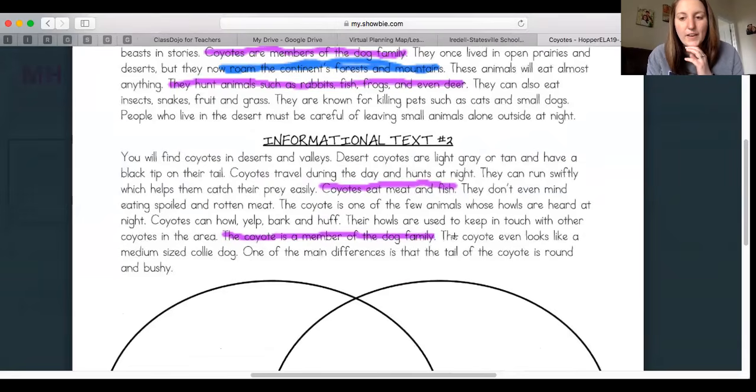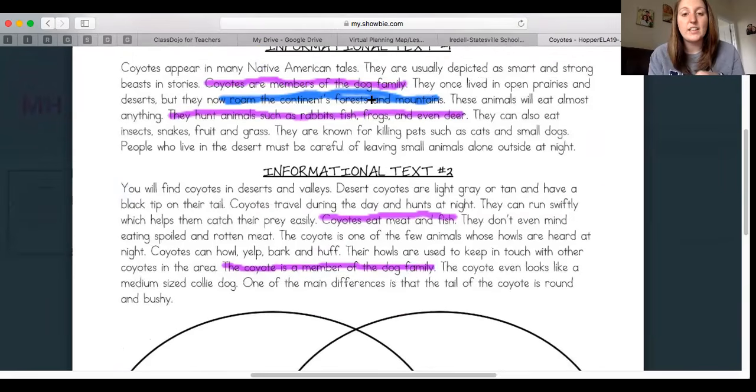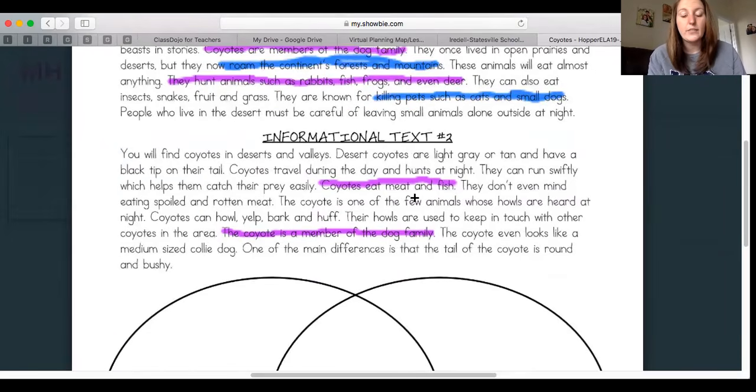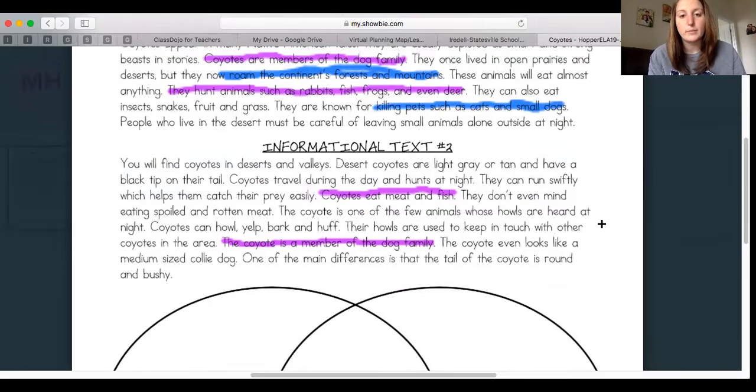Does it say anything about that below? I want to be sure that I'm not making a boo-boo. It doesn't say anything about where they live except in the desert. But in this one, it says that they live in forests and mountains now. Let's see if there's anything else that I can see that's not in the second passage. Okay. Oh, yes. It says that they kill pets such as cats and small dogs. It didn't say anything about that here, so I can get that information from my first passage.